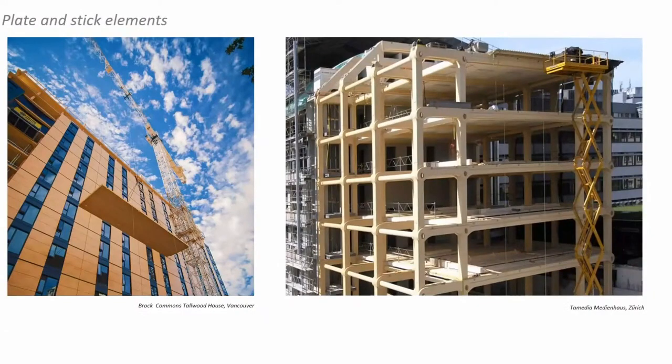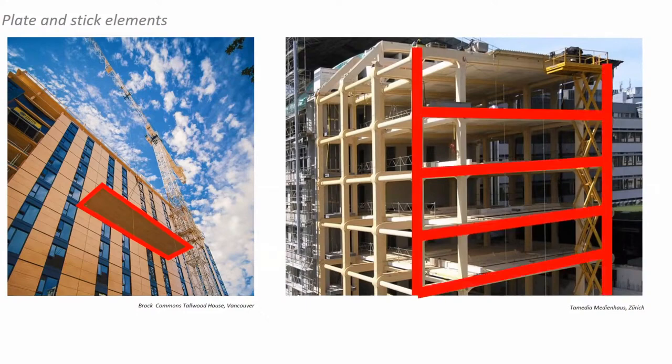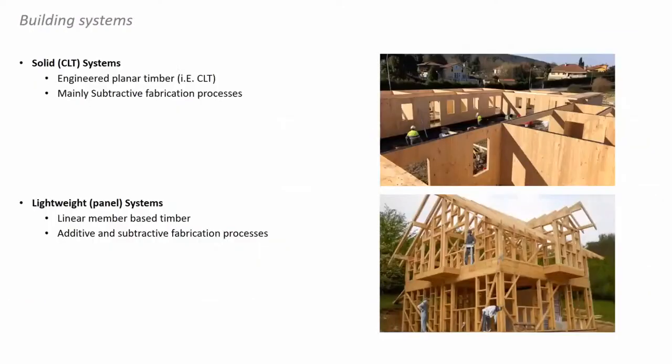You've seen it in the section from Louis already: what are timber elements, the basic elements we are talking about? Some sort of plate elements, as you can see on the left, or a lot of stick elements. And if you think about it, every timber structure can somehow be broken down into stick and plate elements. If we look at plate systems, in this case usually CLT-based systems, an engineered planar timber element is one element that you see on the right.